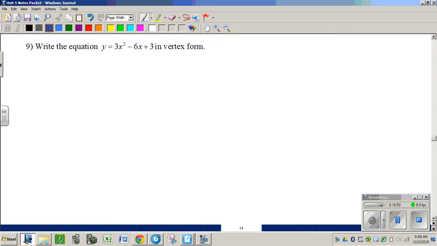Number 9 has a 3 for your a value, so we're going to have to factor out a 3. So very carefully take out that 3. Make sure that even though 3 divided by 3 is 1, you still add that 1 on the end there. All right, go ahead and do your completing the square process inside your brackets.